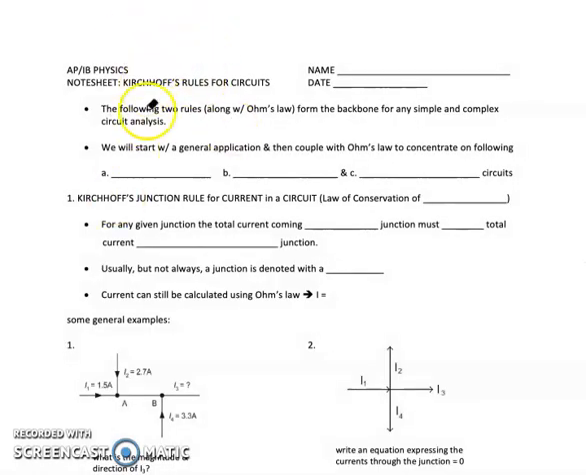So Gustav Kirchhoff was a very important 19th century physicist. He did a lot not only with electricity, but with the understanding of light, especially with black body radiation. Okay, so we're going to learn two new rules. We already have Ohm's law, and these are going to form the backbone for any simple or complex circuit analysis, and that's where we're moving.